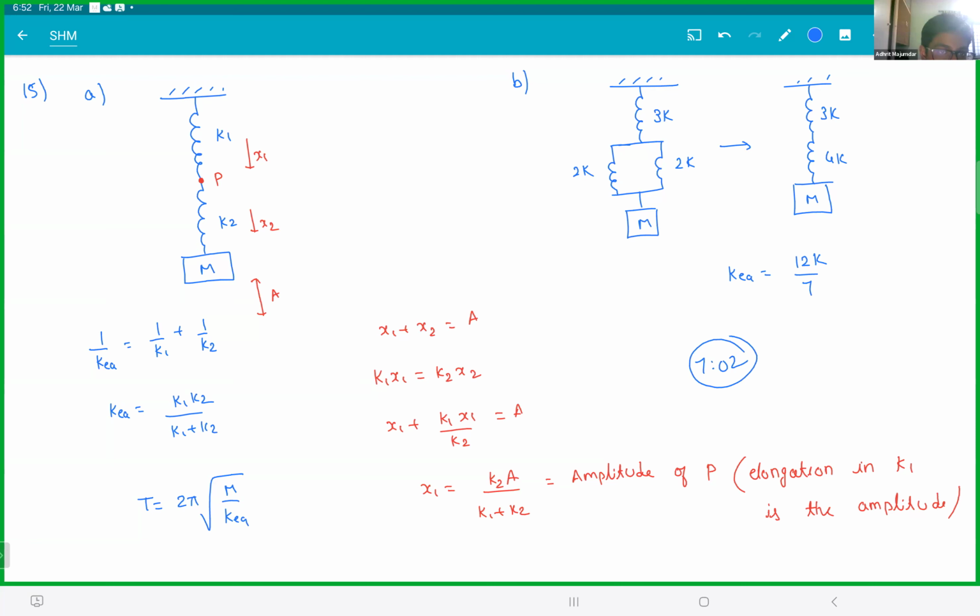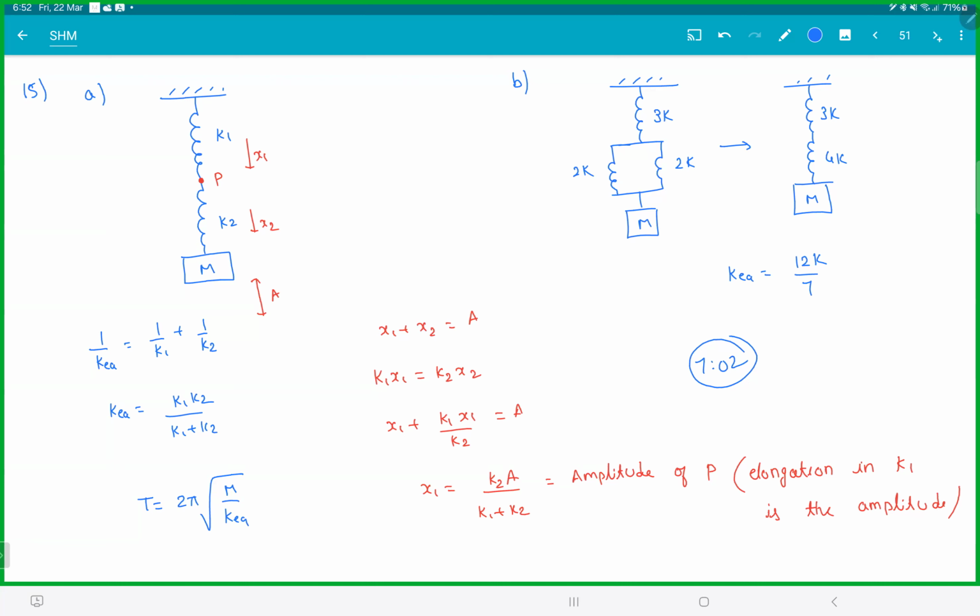Of the P part, it will depend on the length of the spring, right? Why? What is the definition of amplitude? Displacement from the mean position. Why do I care what the initial length is? It won't be proportional. So how much the second spring is there, how much the first spring is there? Why does it matter?